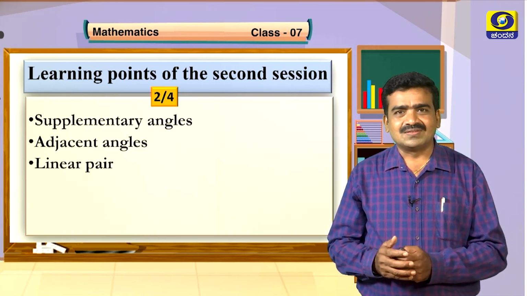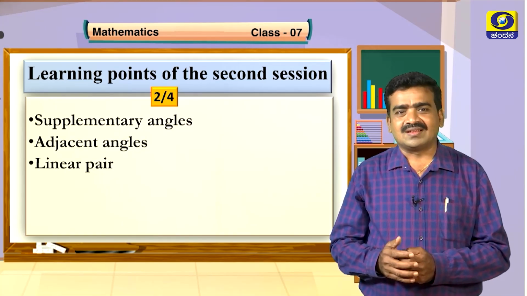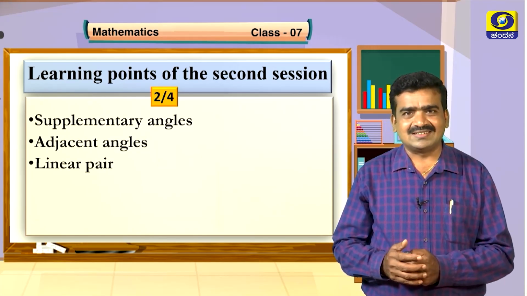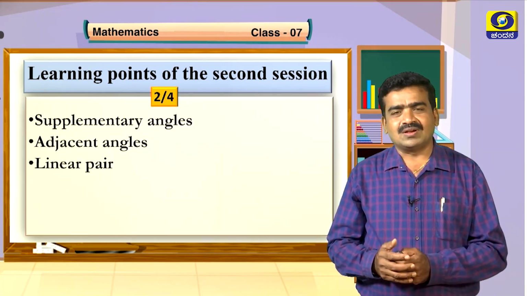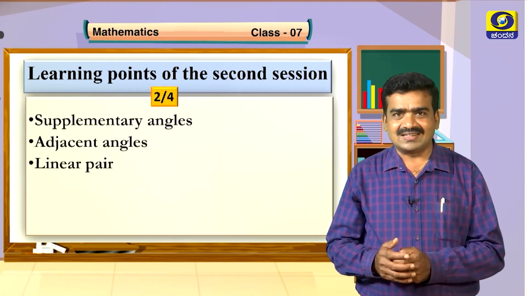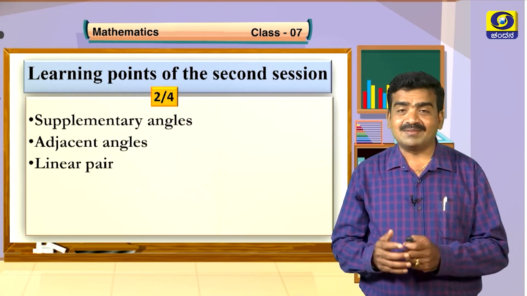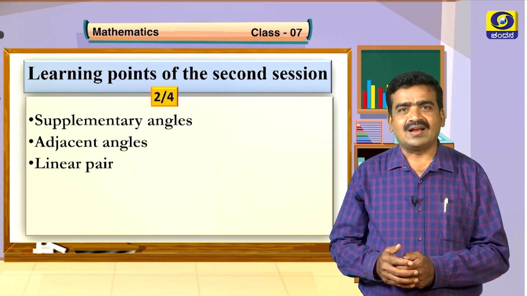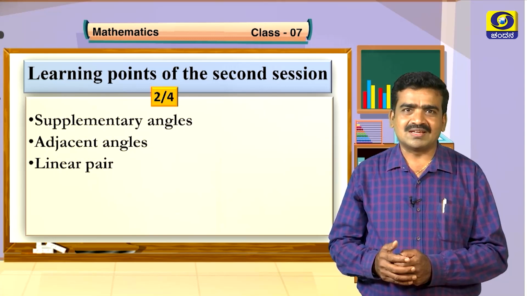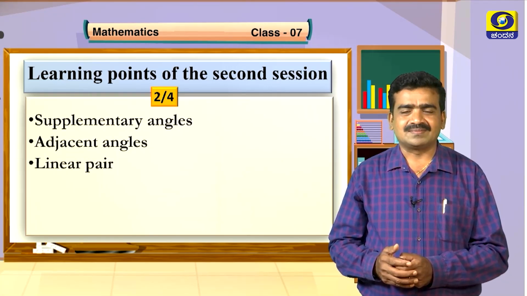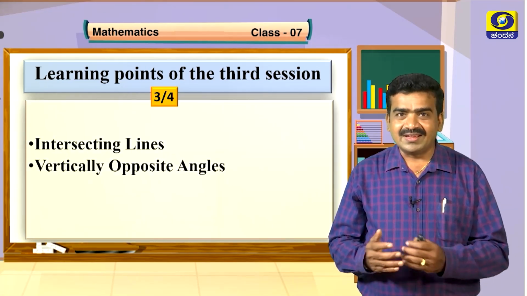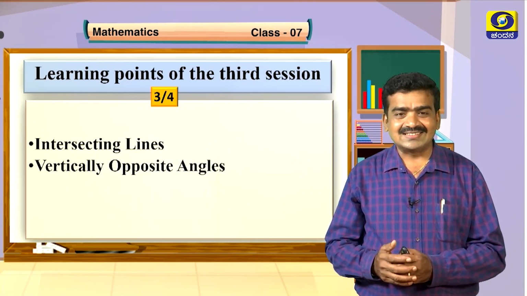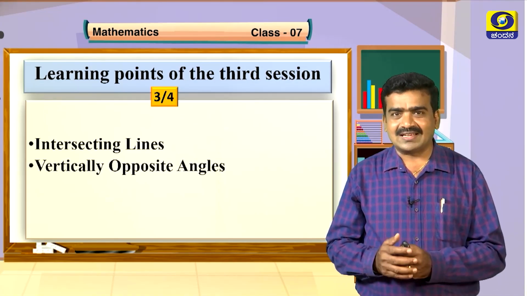And also, you have understood that adjacent angles have a common vertex and a common side, and you have solved many problems based on adjacent angles. At the end of the second session, you learnt about linear pair and solved problems on linear pair. Now, today you are going to learn about intersecting lines and vertically opposite angles.